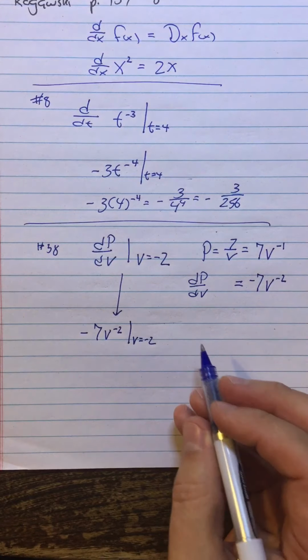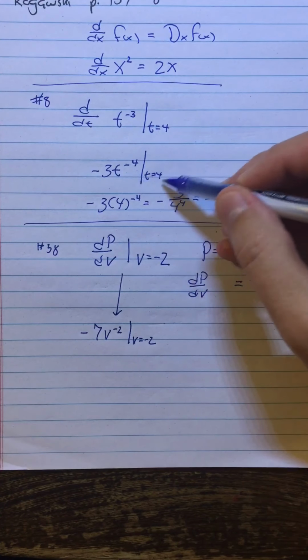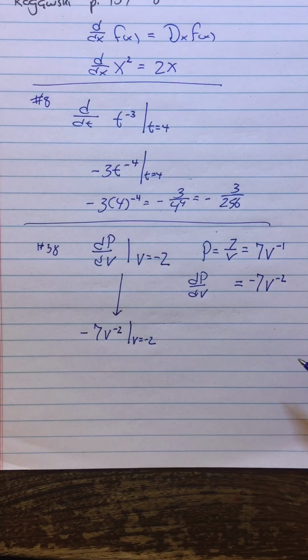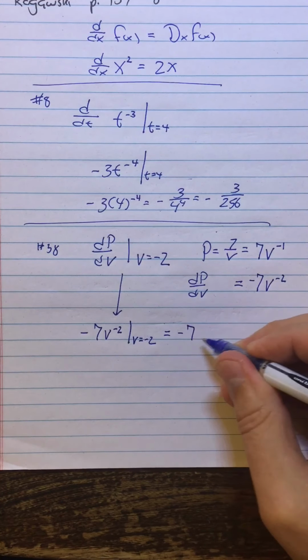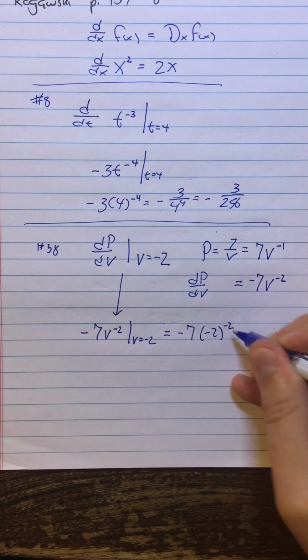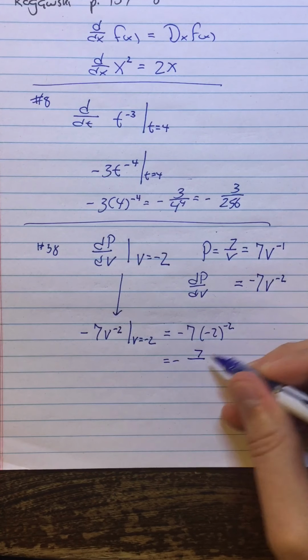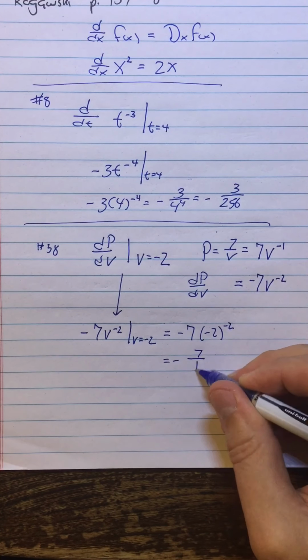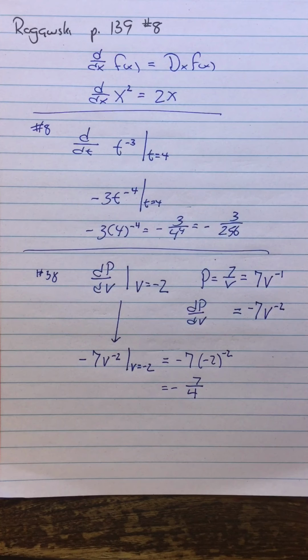But they wrote it this way. It's a good idea to get used to this notation. The vertical line just means evaluated at this value of that particular variable. Okay, so then we're going to say that this is equal to negative 7 times negative 2 to the negative 2 power, which is equal to negative 7/4, right? You can just leave it negative 7/4. Okay, so those are just some of the weird notational things.